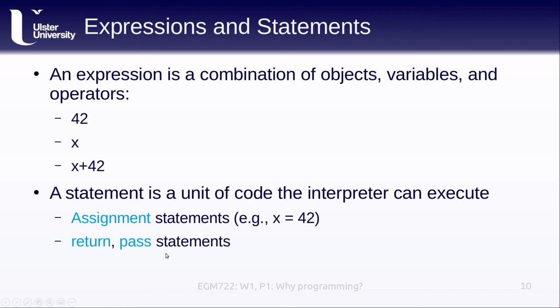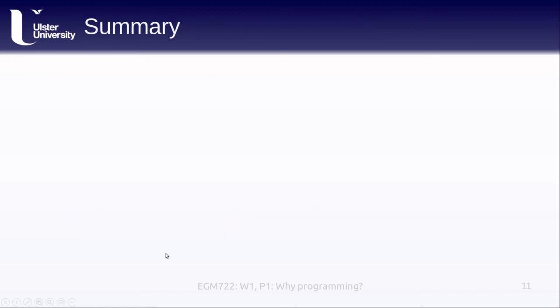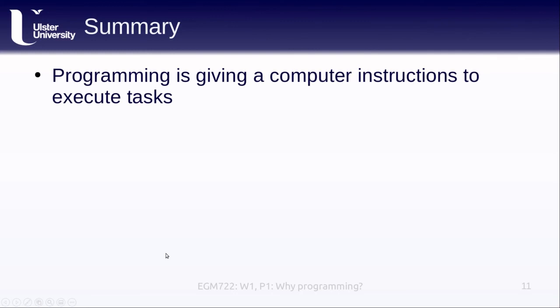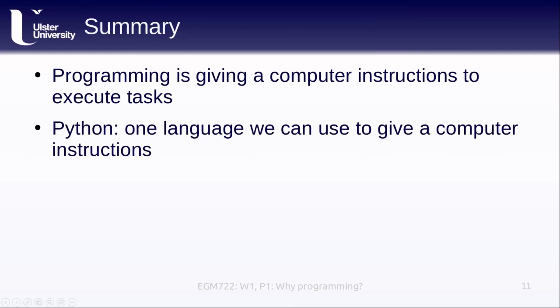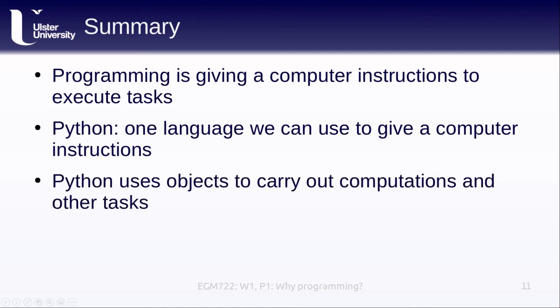Okay, to sum all of this up, programming is simply giving a computer instructions in order to execute tasks. Python is one language, and the language that we will be learning in this module, that we can use in order to give a computer instructions to get it to execute tasks for us. Python uses objects in order to carry out different computations or other tasks, because again, it's an object-oriented programming language.